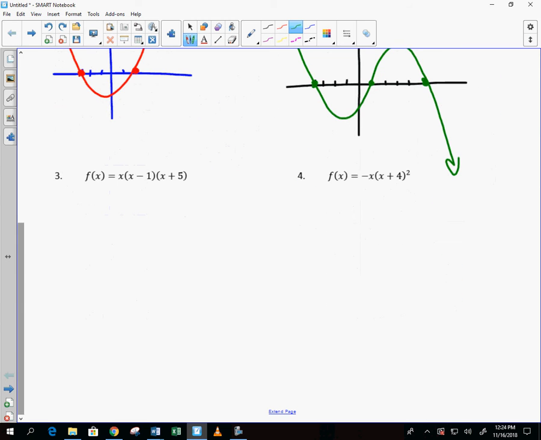Next one. First degree, second degree, third degree, fourth degree, fifth degree. It is a third degree polynomial, positive or negative? It will be positive. So it will end up. It will begin down. Because it is odd, it will be opposite.